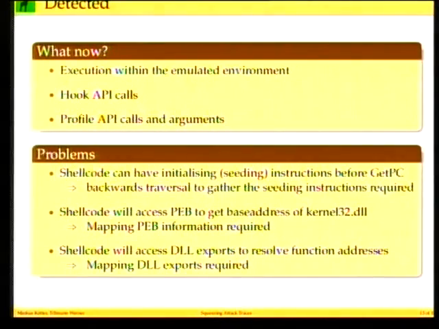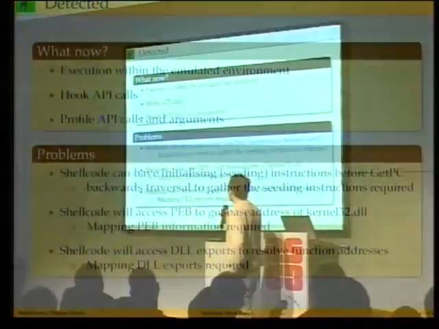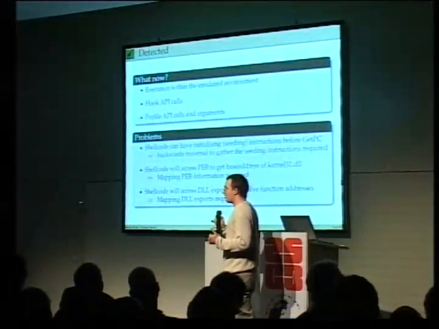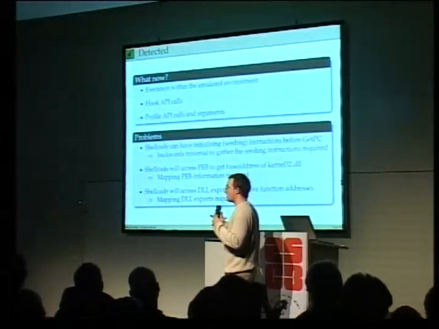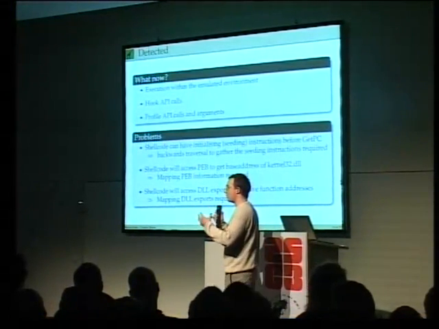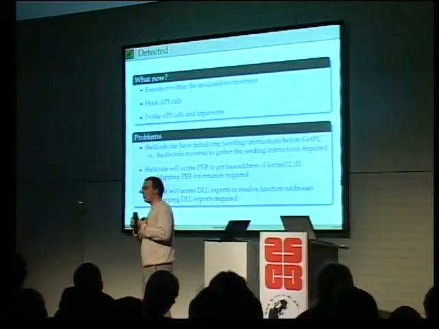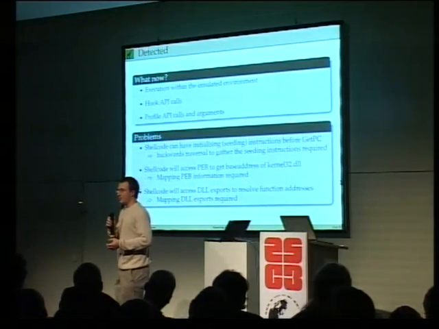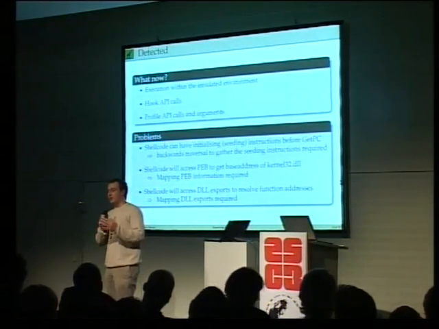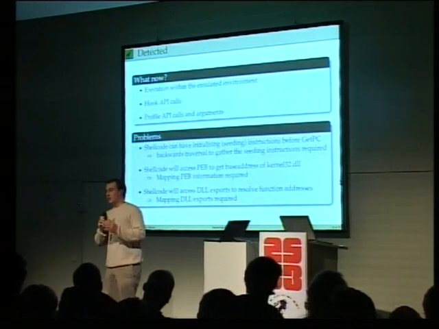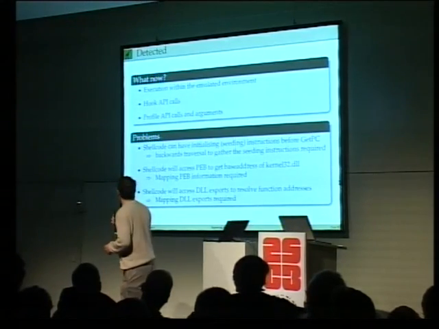What now? We need to be able to execute the shellcode within an emulated environment. This emulated environment is a process environment of Windows. And we have to be able to hook API calls, so we see which API is meant to be called. For example, if the shellcode wants to download something, we want to know where it wants to download from. If the shellcode wants to connect to somebody, we want to know where it wants to connect to.